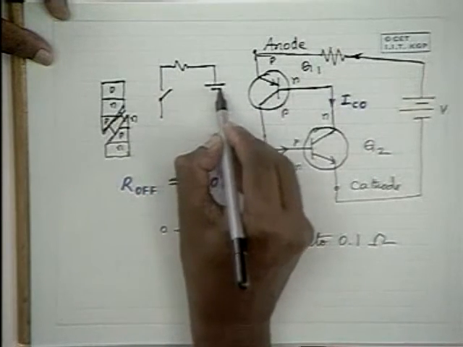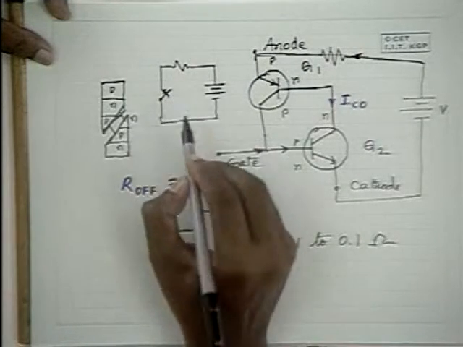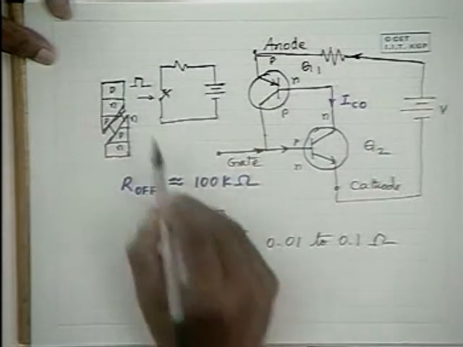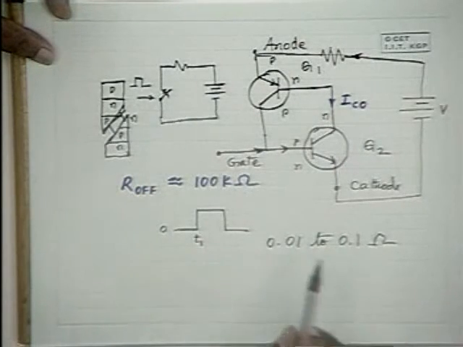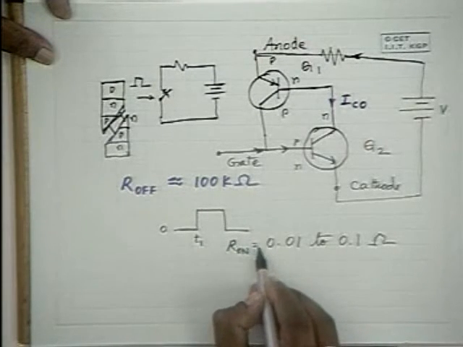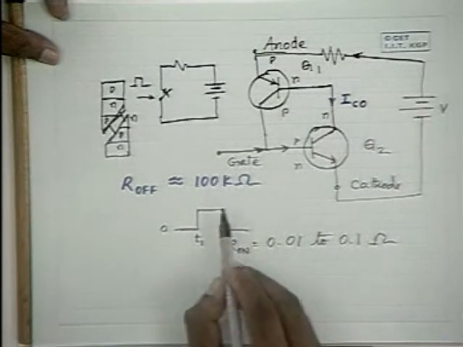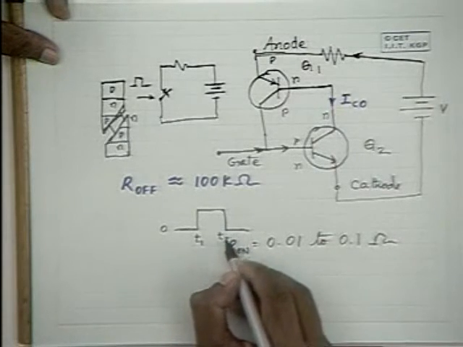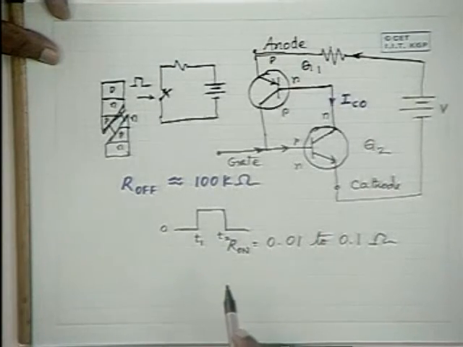The circuit is like this, and this is closed by a small gate potential of this type, a positive potential of this type applied to the gate, so it switches on. So R off is this, and R on is of this order. Now, if the gate potential is brought down to 0 at time t equal to t2, then what happens?